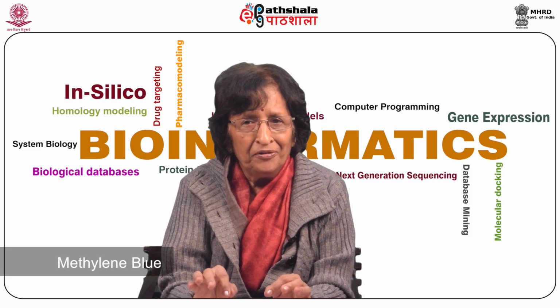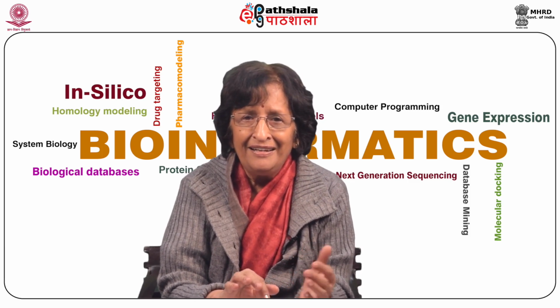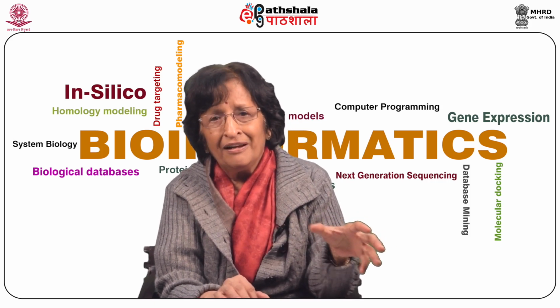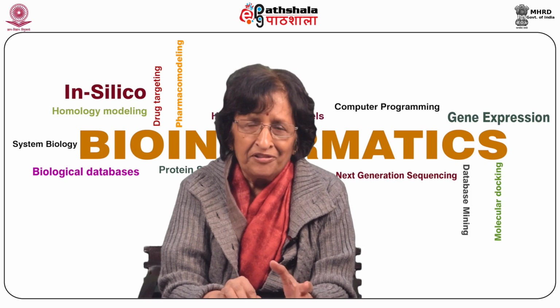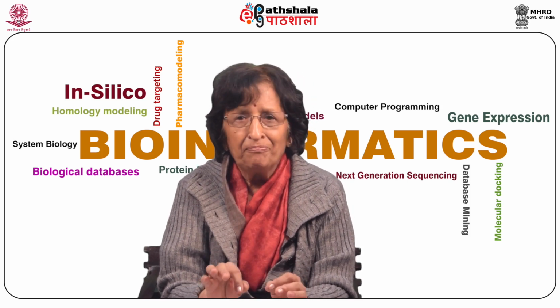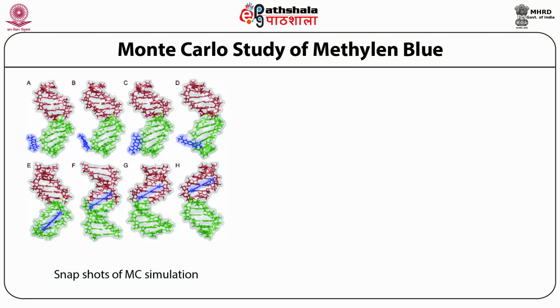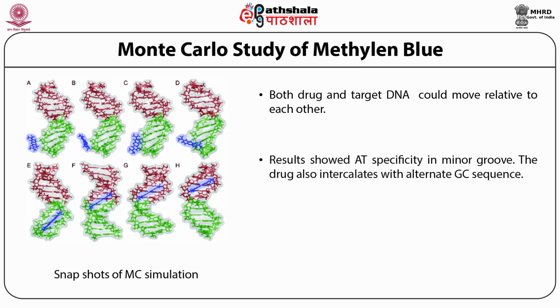Interaction of methylene blue, which has anti-malarial activity, was studied with GC 80 80 80. The sequence has first a GC type of structure, then an AT type of structure. The reason was that methylene blue binding depends only on the base sequence and not the propensity to bind by intercalation, in the major groove or minor groove. We show in this picture a snapshot of Monte Carlo simulation of methylene blue with DNA. Both drug and target DNA molecule were allowed to move relative to each other. Results showed AT specificity in the minor groove, but the drug also intercalated with the alternate GC sequence.